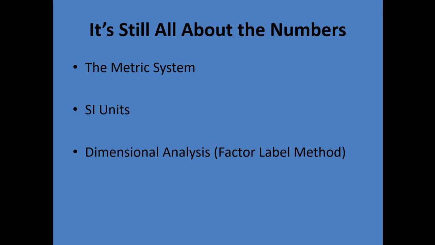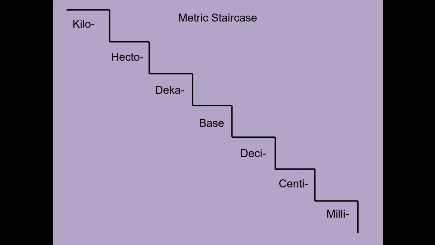And then what we call the SI units, which are the common units of measurement that we use in chemistry. And then finally, using what's called dimensional analysis, which your textbook will call the factor label method. I call it dimensional analysis, as a way of solving problems and doing unit conversion.